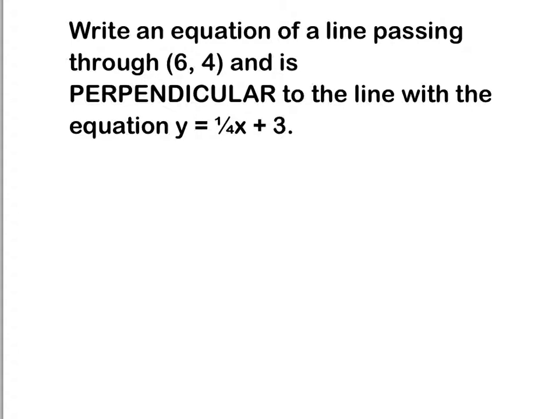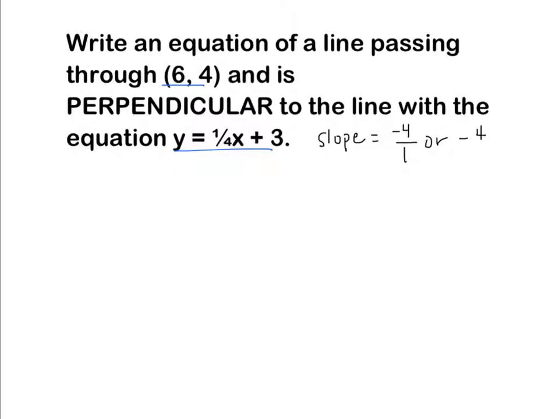Now let's write an equation of the line that passes through the point 6, 4 and is perpendicular to the line with the equation y equals 1/4 x plus 3. Equations that are perpendicular to each other have opposite reciprocal slopes. So the slope of the new line will be negative 4 over 1, or negative 4. We will again use point slope form. Point slope form again is y minus y1 equals m times x minus x1. I will now plug in the point and the slope and simplify into slope-intercept form.